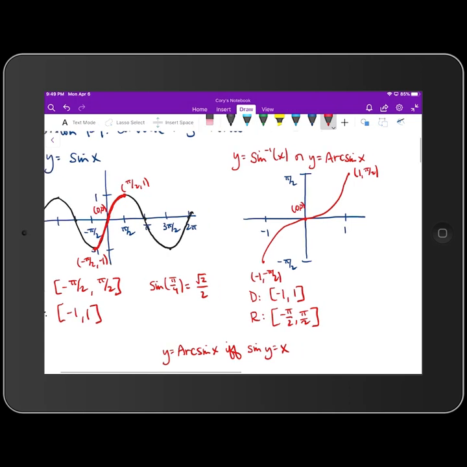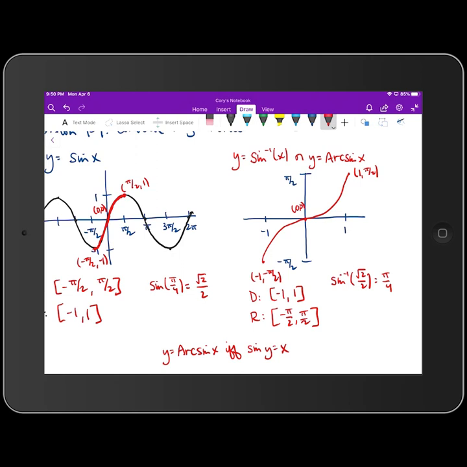So with inverse sine functions, let's say we want to find the inverse sine of √2/2. The inverse sine of √2/2 is going to wind up being π/4. And we'll take a look at why that's the case in a little bit. But with inverse sine functions, our input is going to be a ratio of some kind, and our output is going to be an angle measure.